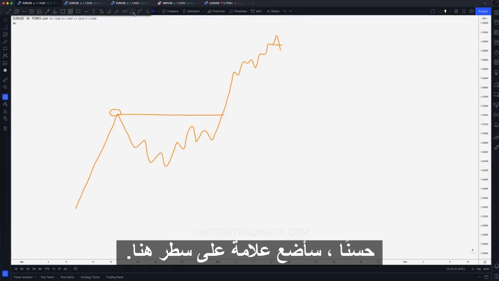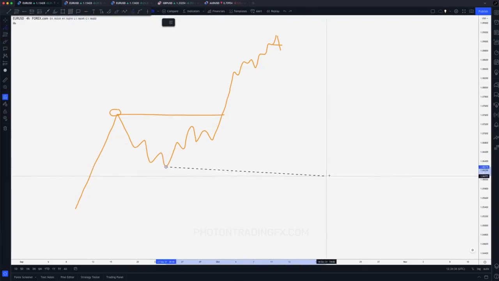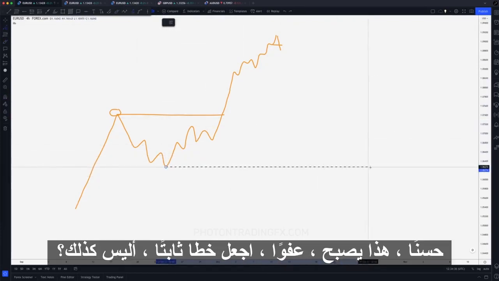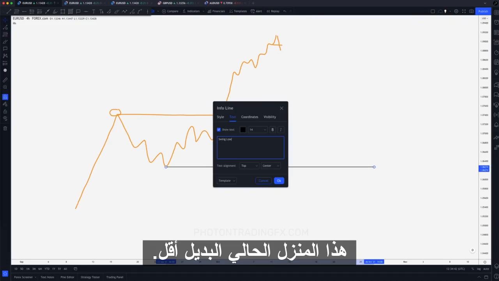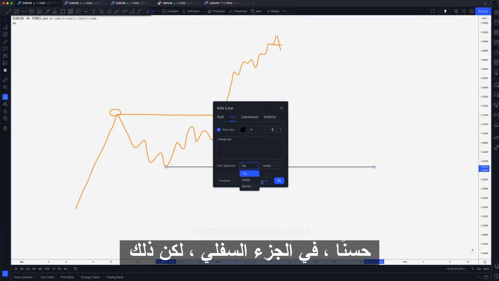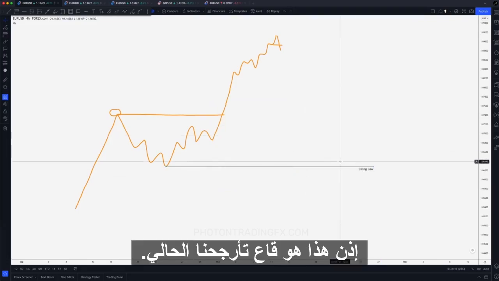So I'm going to mark a line here. I'm going to make this as clear as I possibly can. This becomes, whoops, make a solid line. I'm even going to put text on it just so I can really drill this home. Current swing low, okay? Put it at the bottom, put it to the right. All right, so this is our current swing low.